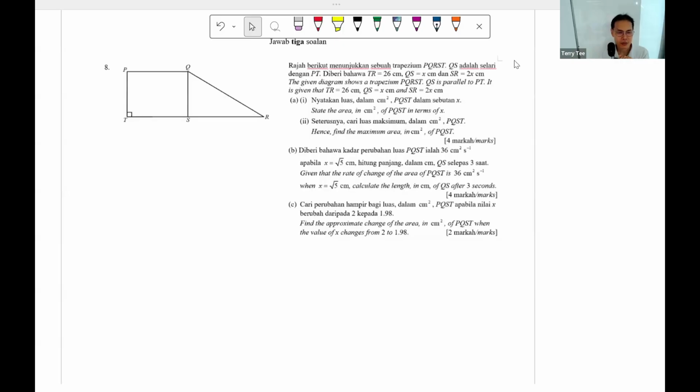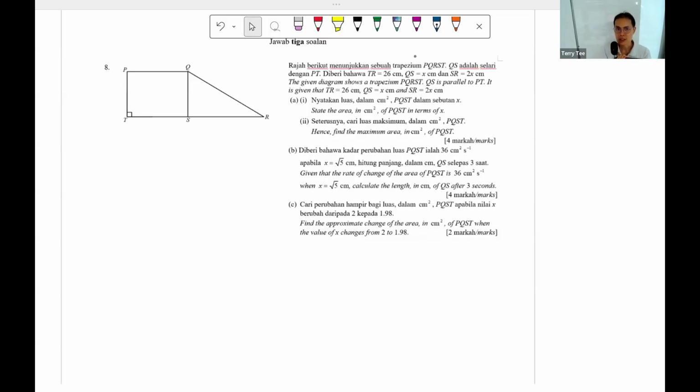This is from chapter 2, differentiation. How do you know? When you look at the question, it asks you maximum, minimum, rate of change. When you see rate of change, approximation, we know it's differentiation.